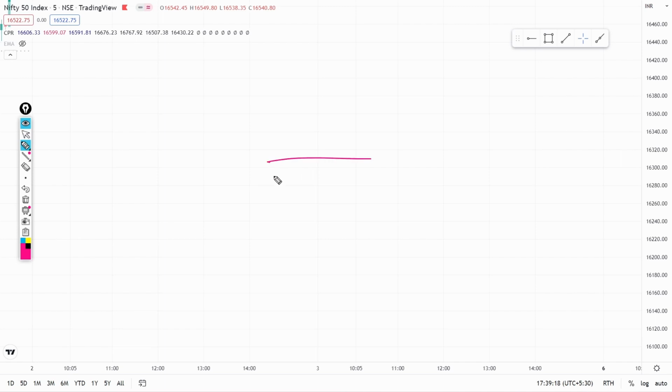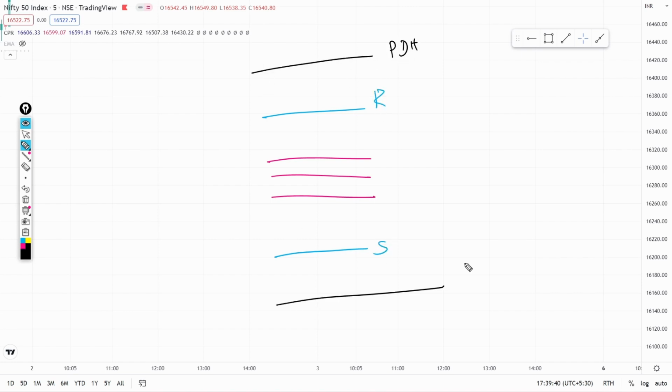Consider these as pivots, consider these blue lines as today's support and resistance, and consider these black lines as previous day high and previous day low. So these are the 4 important points, that is PDH, resistance, support and PDL, that you should know while trading intraday. This will give an extra edge on where to take profit and where to keep our stop losses.